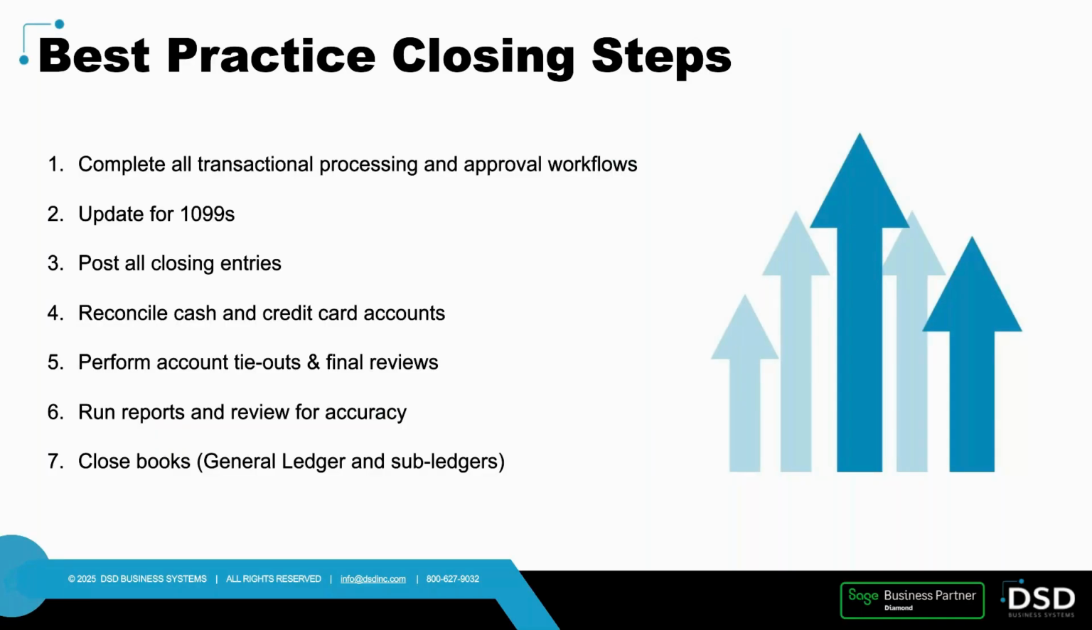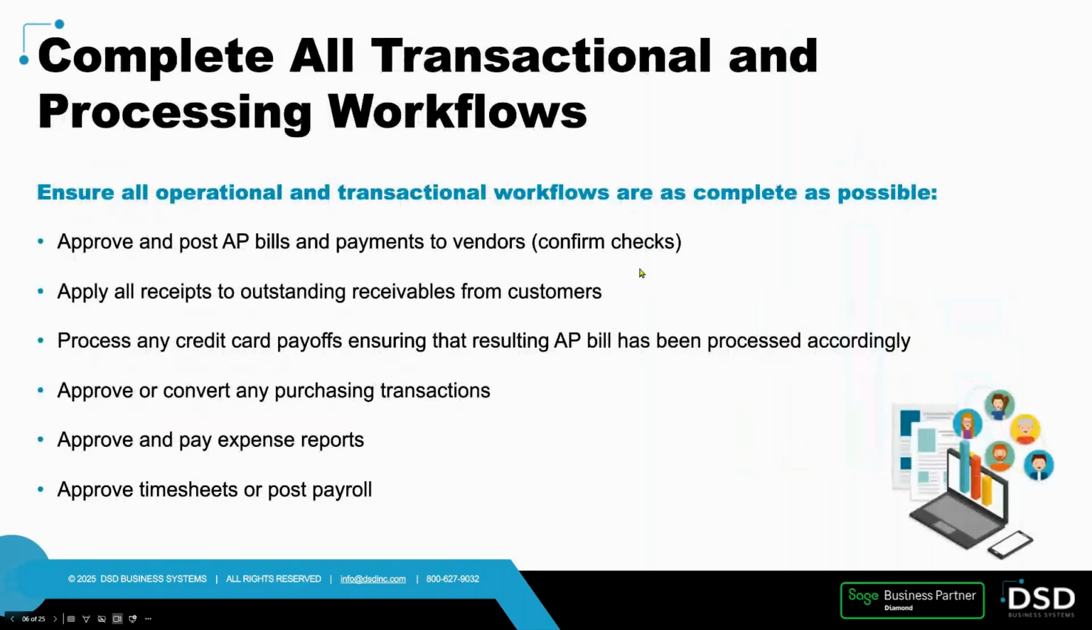We want to go ahead and post all the closing entries, which also would be the subledgers, reconciling cash and credit card accounts. We would like to tie out our accounts as well, and do one last final review, because once we do that final review, when we close those subledgers and lock the previous periods, we can no longer change them back. Run reports and review for accuracy, and lastly would be closing those general ledgers and subledgers.